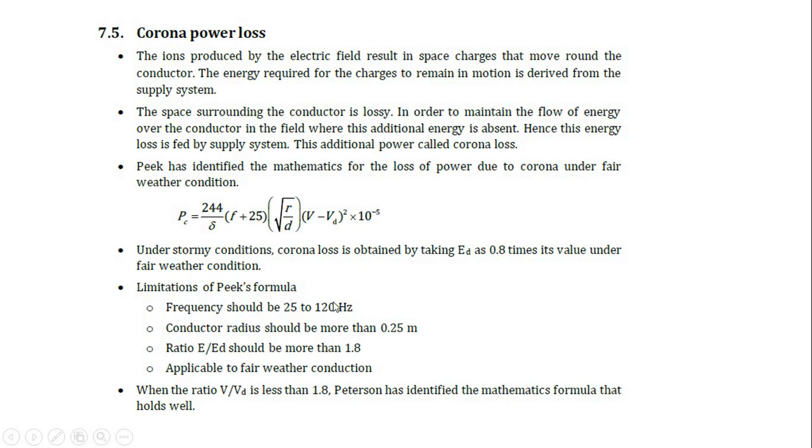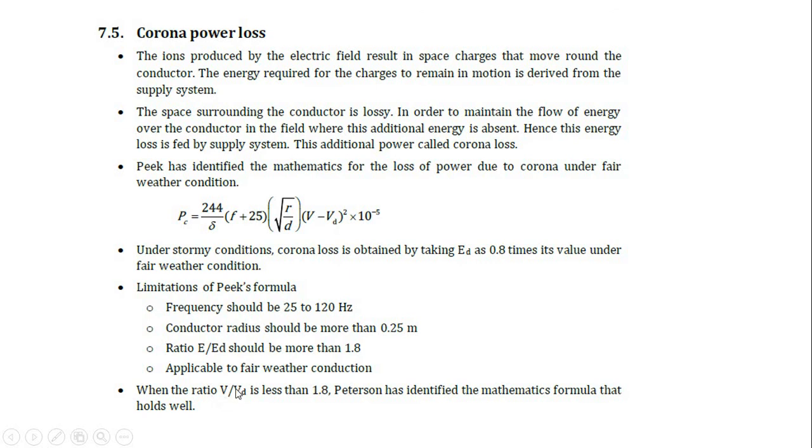Limitations of Peek's formula: the frequency should be between 25 and 120 Hz. The range of frequency should be 25 to 120. Conductor radius should be more than 0.25 meter. The ratio of V by Vd is not more than 1 by 1.8, and it applies to the fair weather condition only.